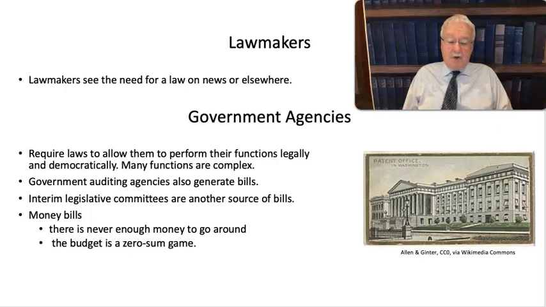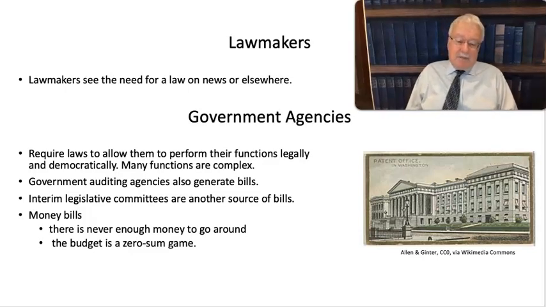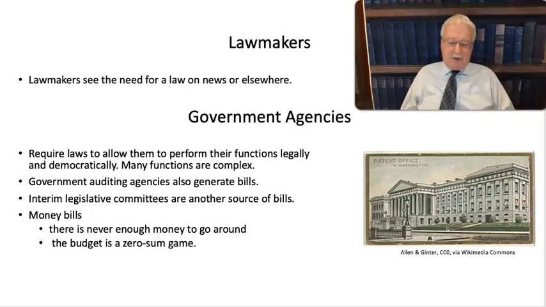There are also government auditing agencies, and they also generate bills. These are like accountants, and they audit agencies, and they don't just audit for money flow. They will also sometimes see if the agency is doing everything it's supposed to do, if they're doing things in a timely manner. And sometimes these auditing agencies come up with recommendations saying that you need to change the law to prevent this bad thing from happening, or to allow them to do something more quickly, or what have you.